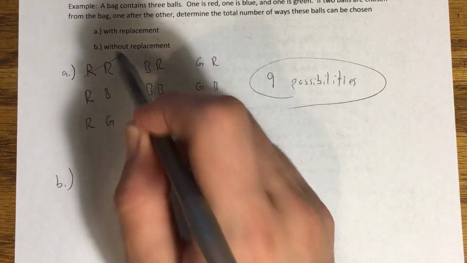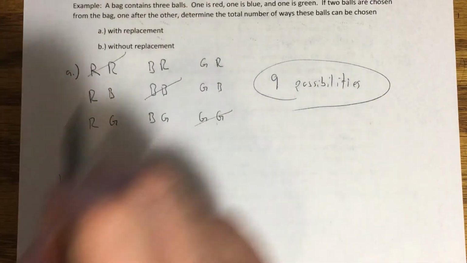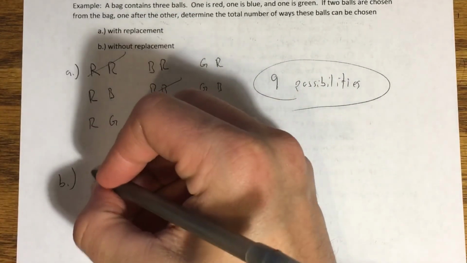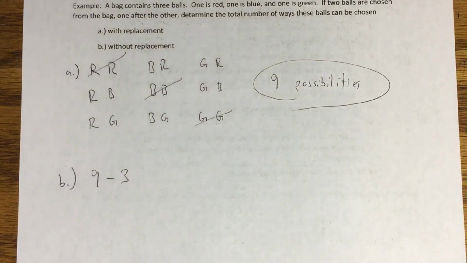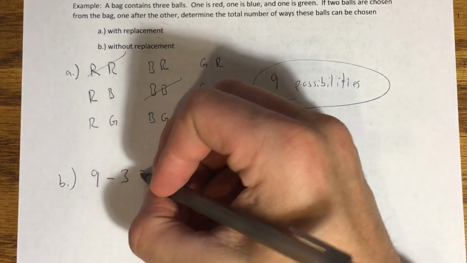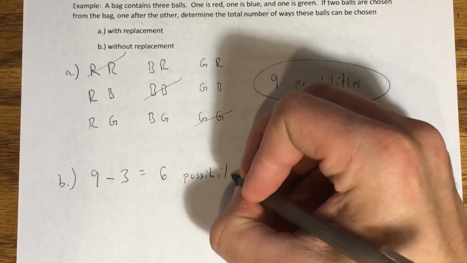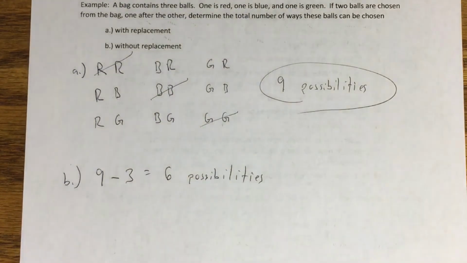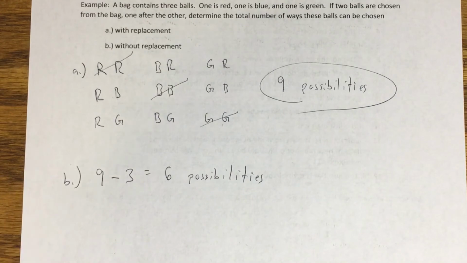We cannot get red red, we cannot get blue blue, and we cannot get green green, but we can get the other possibilities. So if there were 9 possibilities before, and we're removing 3 of those because we're doing without replacement, that means now there are only 6 possibilities. Okay, so I'm not going to create a brand new list. I'm just going to use the one that I already came up with in part A.